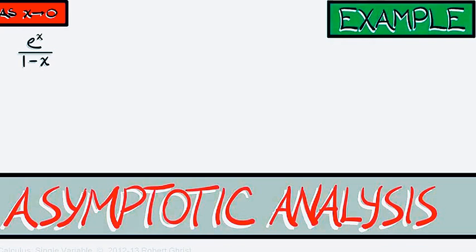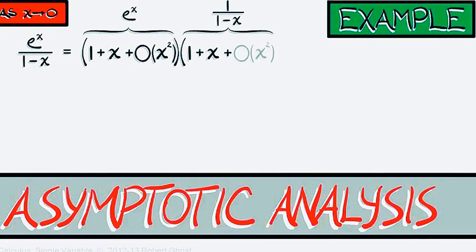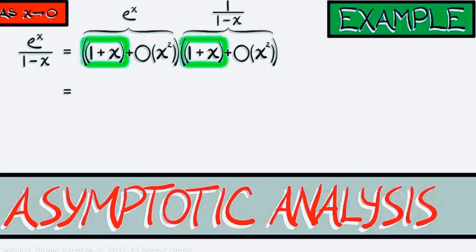As x goes to 0, consider e to the x over 1 minus x. I'm going to write that as the product of two functions. E to the x is 1 plus x plus big O of x squared. Using the geometric series, we see that 1 over 1 minus x is also 1 plus x plus big O of x squared. Now, how do we simplify this? Well, we pretend that everything in sight is just polynomials and multiply them together, even the big O terms.